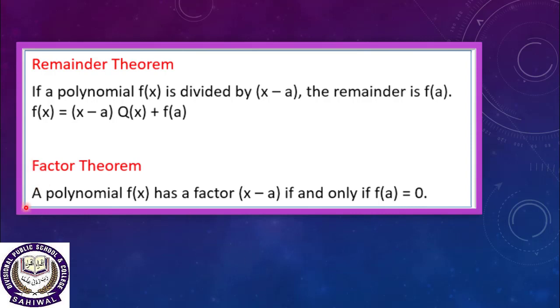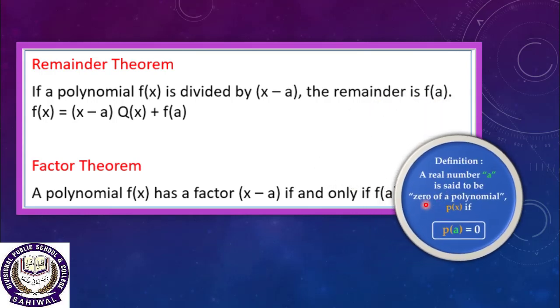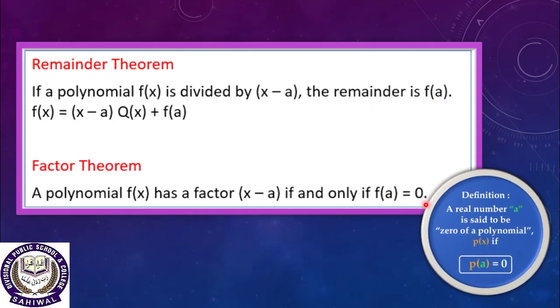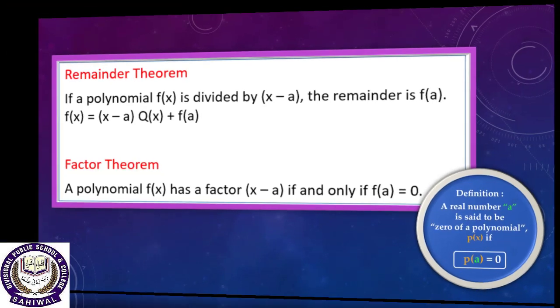Factor theorem states a polynomial f of x has a factor x minus a if and only if f of a is equal to 0, means the remainder is equal to 0. A real number a is said to be the 0 of the polynomial p of x if p of a is equal to 0.